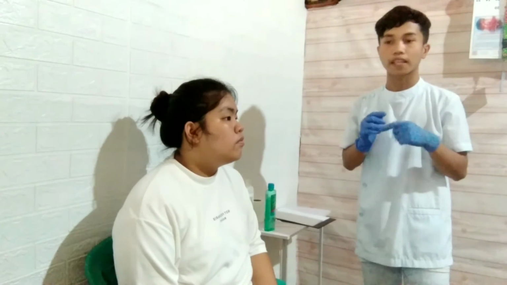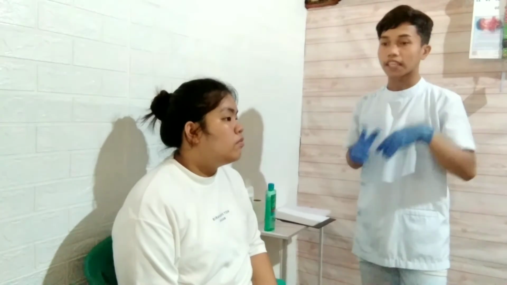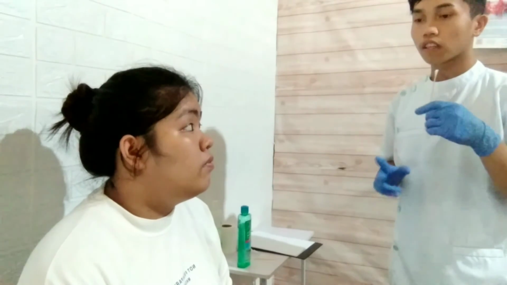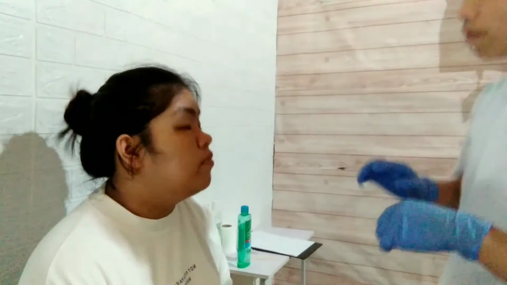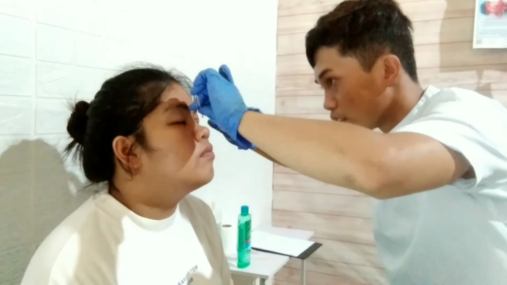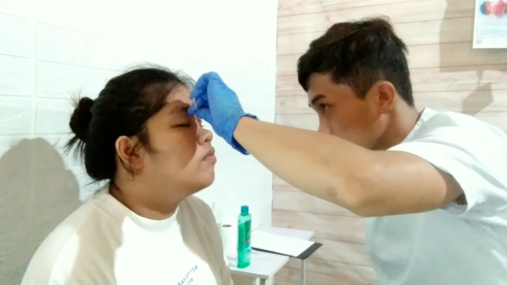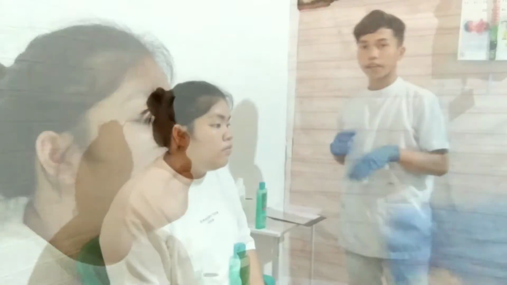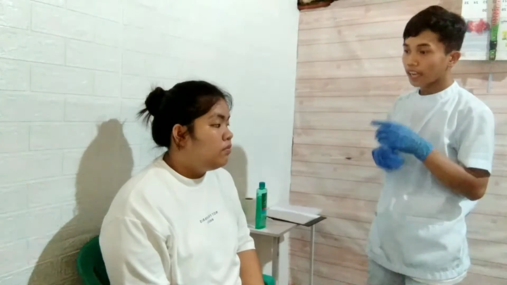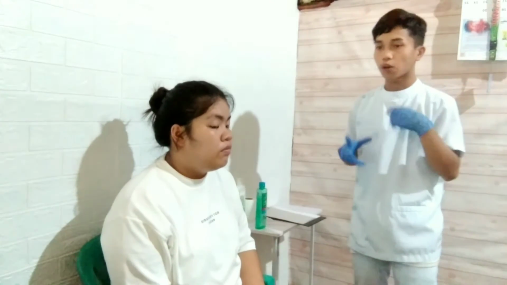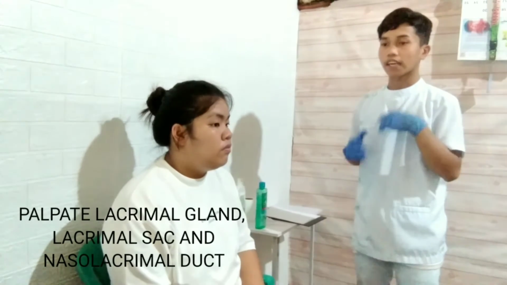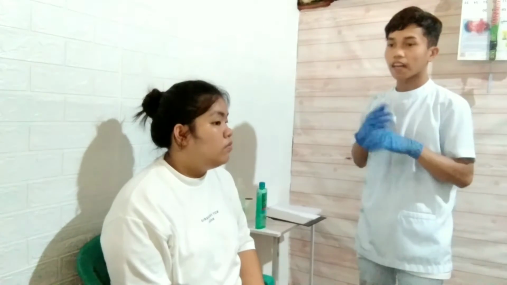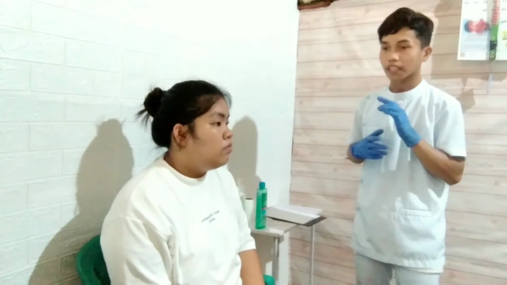And then next, we inspect the palpebral conjunctiva that lines the eyelids by everting the eyelids, po. Okay, ma'am, I will use the cotton tip applicator, ma'am, and can you please look up? Okay, your lids, ma'am, have no swelling and no infection, po. That's good, po. Then next, we're going to palpate for your lacrimal gland, lacrimal sac, as well as the nasolacrimal duct, po. In palpating the lacrimal gland, we're just gonna use the tip of our index finger.